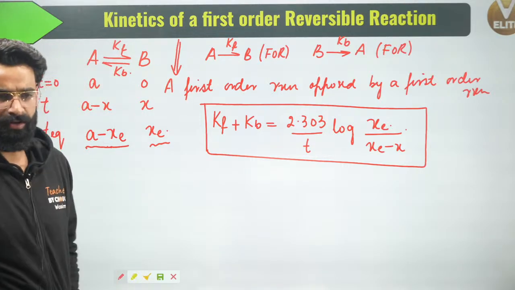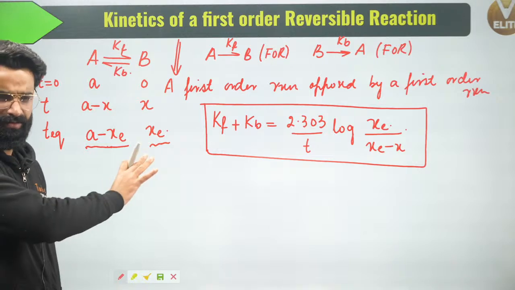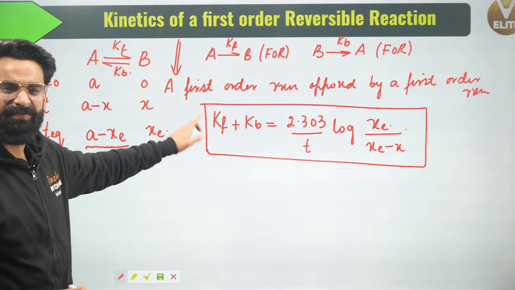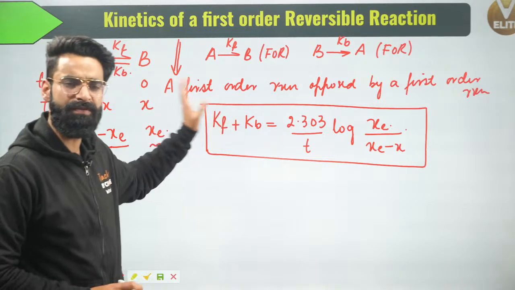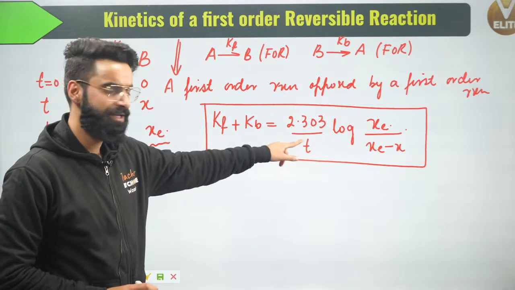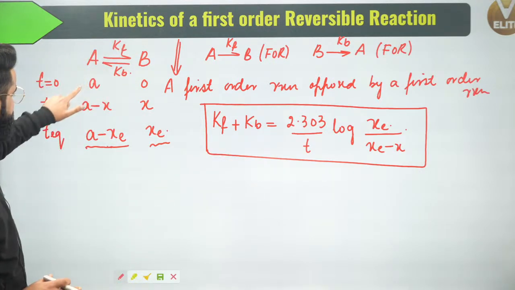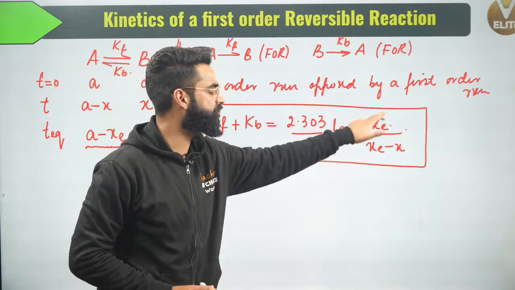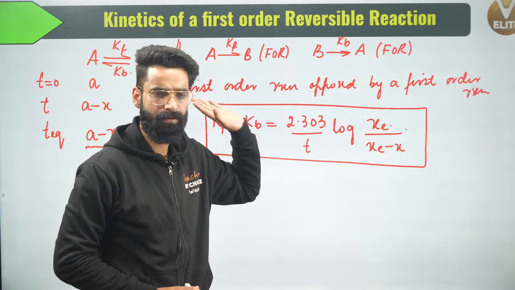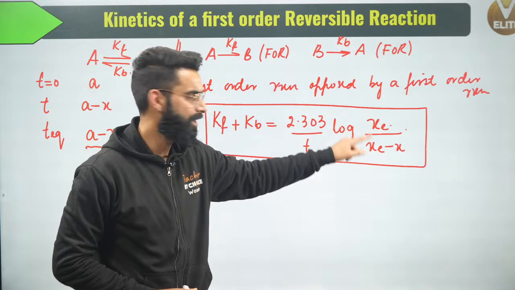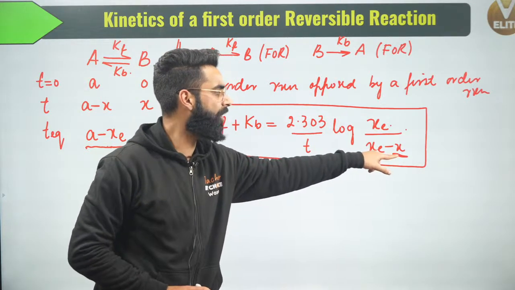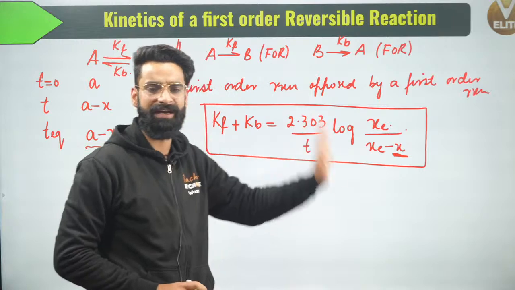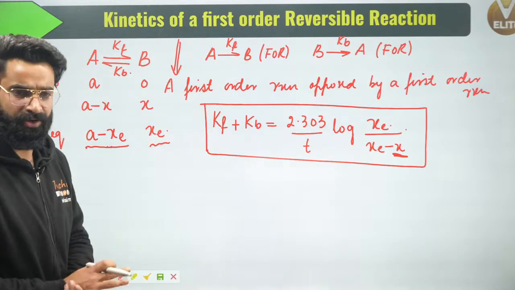You have to be just careful with the terminologies which I have used right here. What is Kf? Kf is what we call the rate constant for forward reaction. Kb is what we call the rate constant for backward reaction, right? What is t? t is the time taken by the reactant to change its concentration from A to A minus X. This Xe is the concentration of reactant which got converted into products at equilibrium, because I'm writing Xe. What is this X? This X is the concentration of reactant which got dissociated at time t, or I can say these are the moles of reactants which got dissociated at time t, right? You just have to be careful with the terminologies. That's all I want.